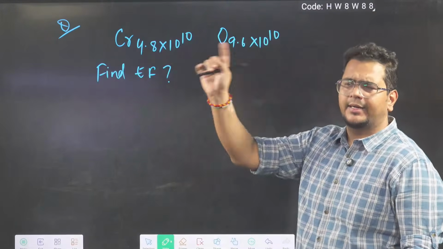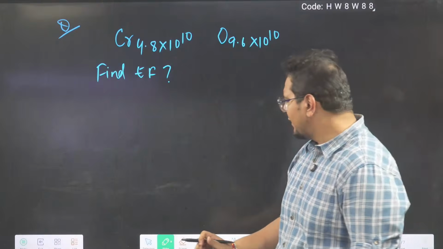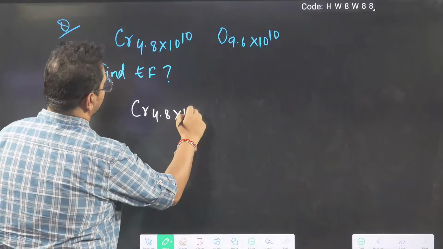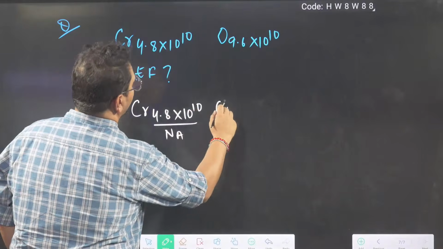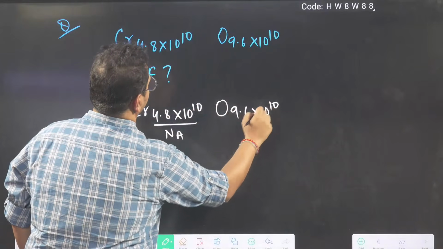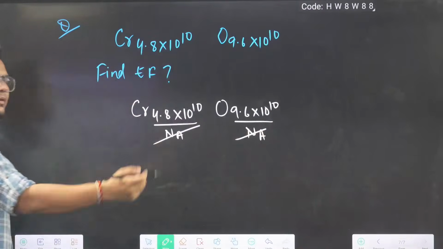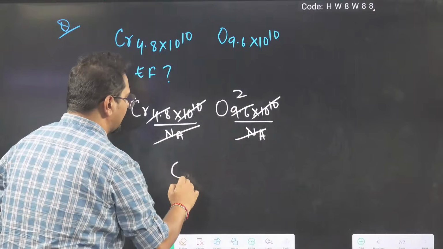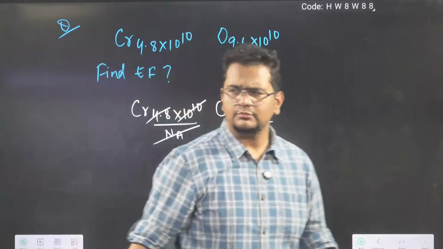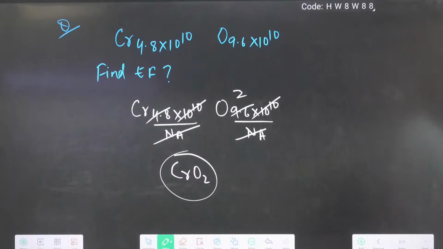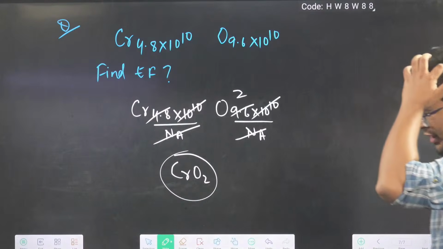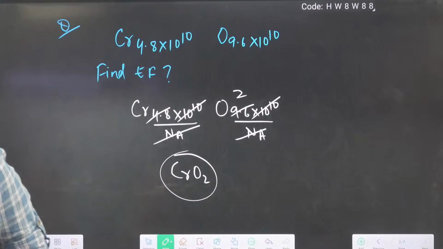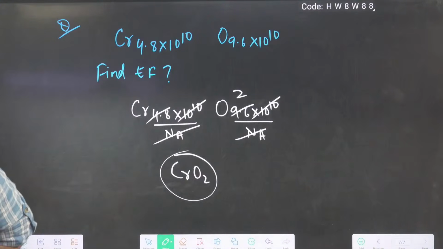Gram not given, liter not given, so this is number. So I will divide this with Avogadro number to convert into mole. But sir, if I divide both of them by Avogadro number, there is no difference. See sir, converted into mole, 10 power 10 also cancel. This will go 2 times, so answer became CrO2. Now it is a boring topic. Why find the mole, find the ratio, answer came. Understood or not understood? Clear?